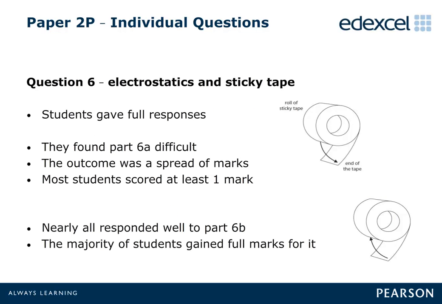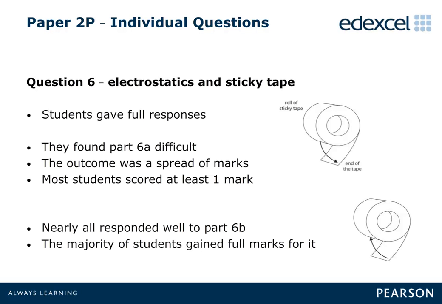The time sequence of the context forced the harder explanation to the start of the question. The explanation of charging by friction in question 6A proved difficult in this context. Marks were spread fairly evenly, with half the students scoring 2 or more marks.